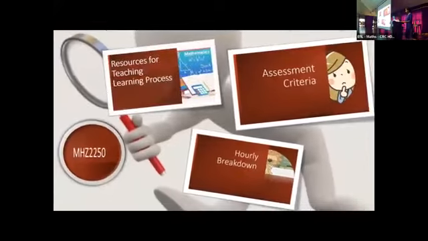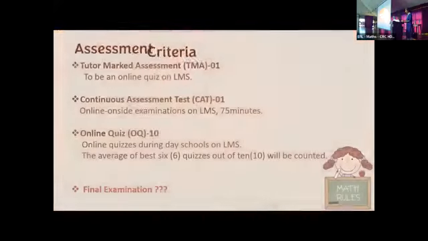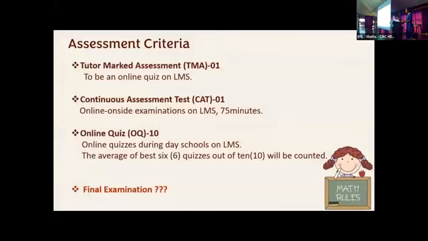So let me move on. The main thing is assessment criteria. How do you know whether you pass the course or not? Okay, you follow everything, but that's not enough. You need to do some tests. So the assessment criteria are continuous. First, you have the tutor mark assignment. You will have only 1 tutor mark assignment because this is a short course. It will be an online quiz on LMS. We will open it for like 2 weeks and you will practice those problems and answer in the LMS online. Okay.